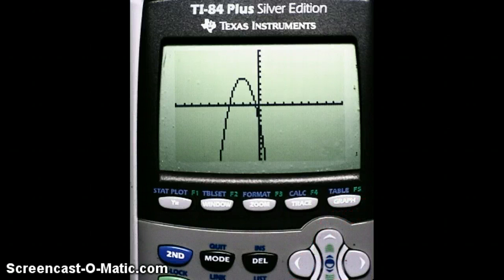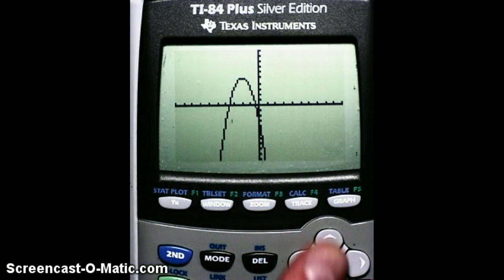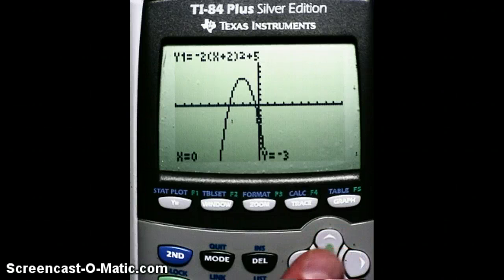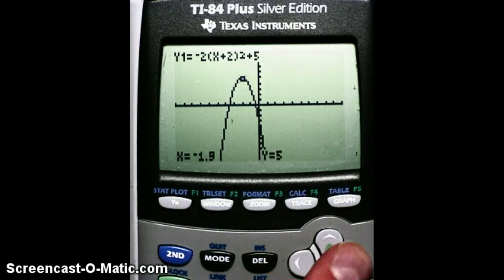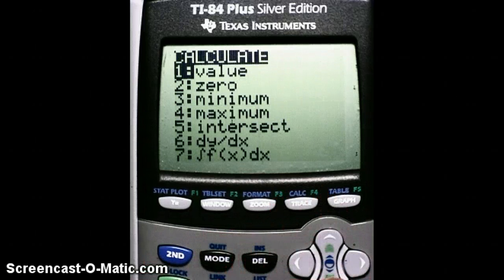Now let's say you are interested to know what this point is right here. You could hit your trace key and see if that would work, okay? And lo and behold, that's pretty close. It looks like the maximum would be at -2. Or you could use some other features of your calculator. Here's one right here. Above the trace is an item called maximum.